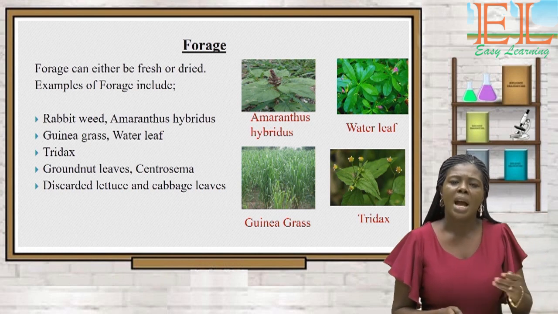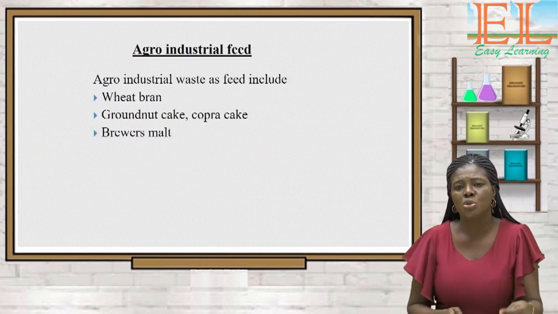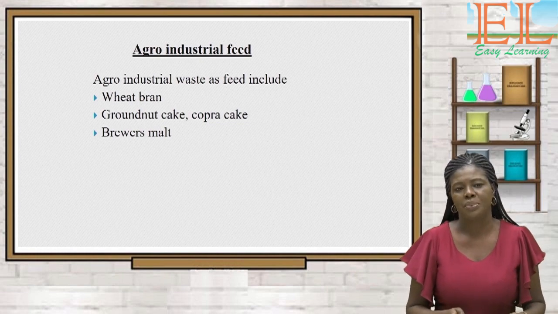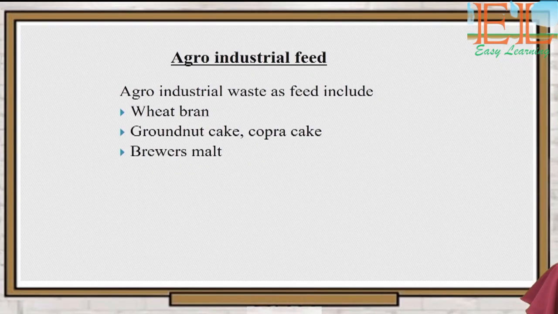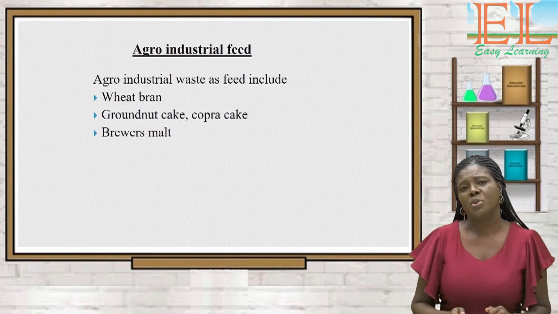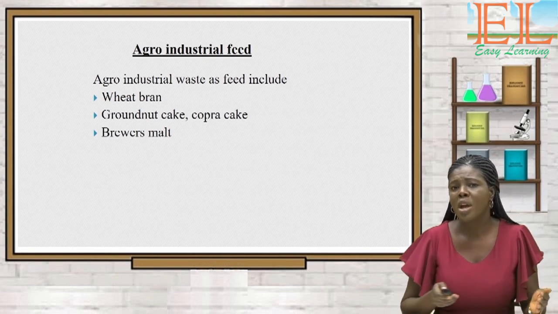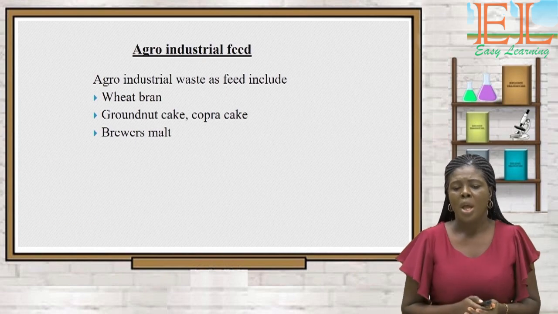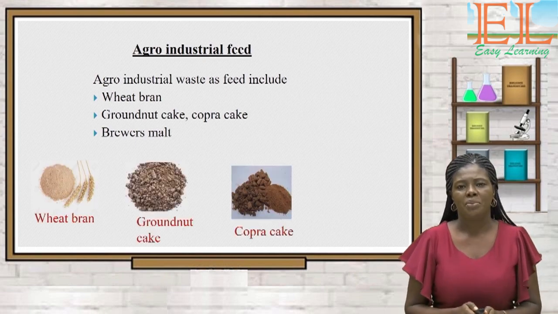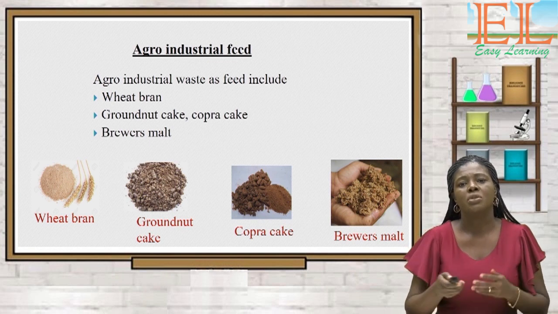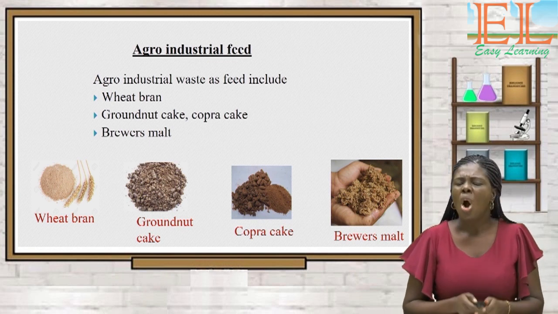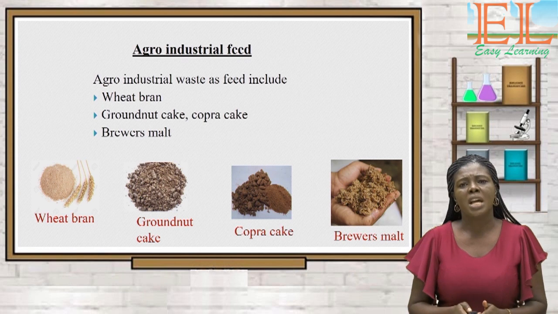Now let's look at the agro-industrial waste that we can also use to feed our rabbits. We have the wheat bran, the groundnut cake, copra cake, brewer's spent grain. Now, for the brewer's spent grain, you can use pito mash. Those that prepare pito, go to them, ask them to give you the waste. You use that one and then you feed your rabbits with it. All these are cheap feed that we can use to feed our rabbits.